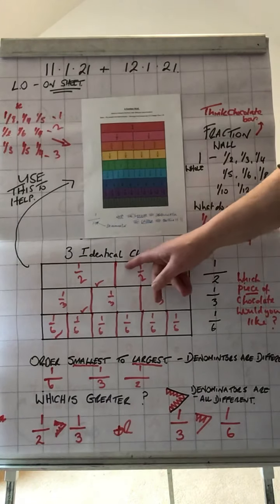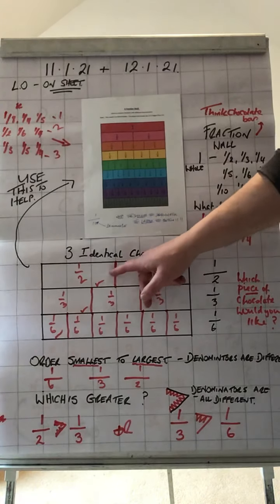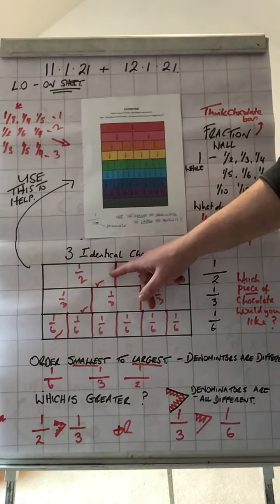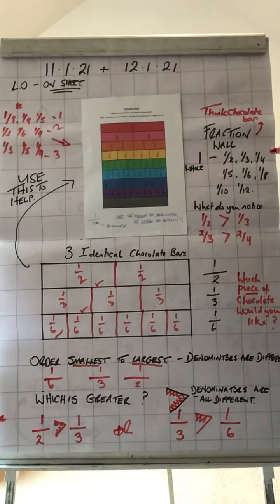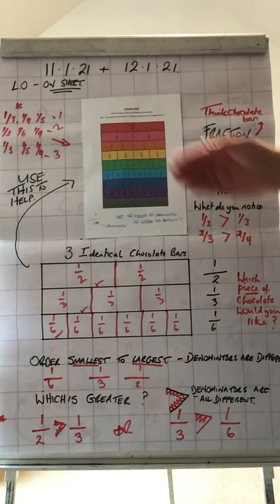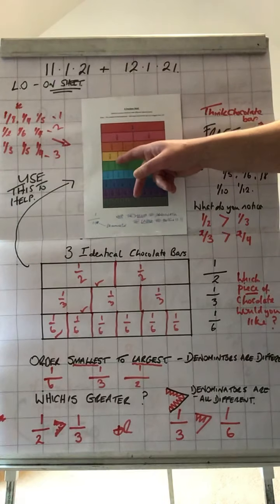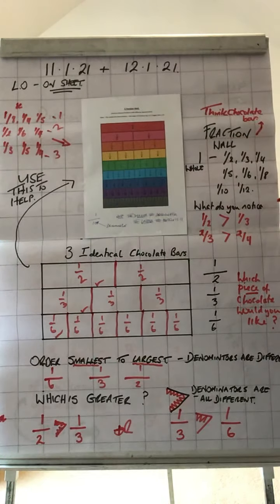Just think about chocolate bars and pieces of chocolate bars. Would you prefer a third? Would you prefer a half? Or would you prefer a sixth? That's what you've got to think in your heads. That piece of chocolate can be broken up into halves, thirds, quarters, fifths, sixths, eighths. Which one is bigger? Which one would you prefer? Best of luck with that.